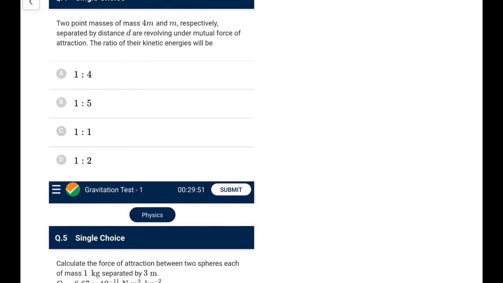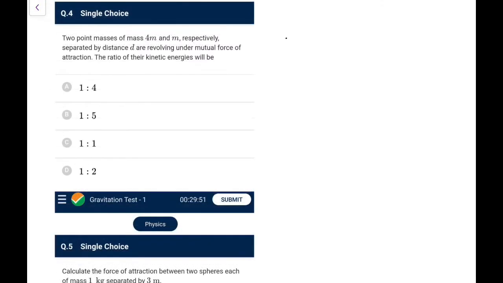Next one. Two point masses of mass 4m and m respectively, separated by a distance d, are revolving under mutual force of attraction. The ratio of their kinetic energies? So here we know both will revolve about their CM. Let's say this is 4m and m, so they will revolve around their CM, which will be closer to 4m. Let's say this is r1 and this is r2. We know r1 would be m2 into d over m1 plus m2, that would be 5m. So r1 is d by 5, so naturally r2 would be 4d by 5. This is d by 5, this is 4d by 5.